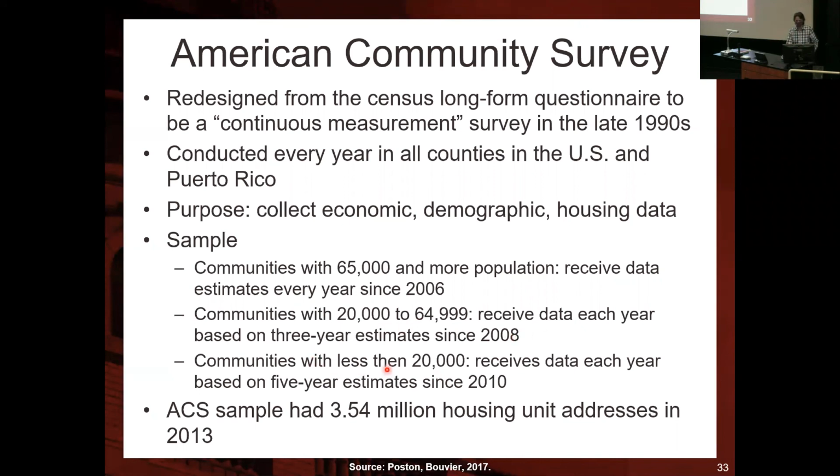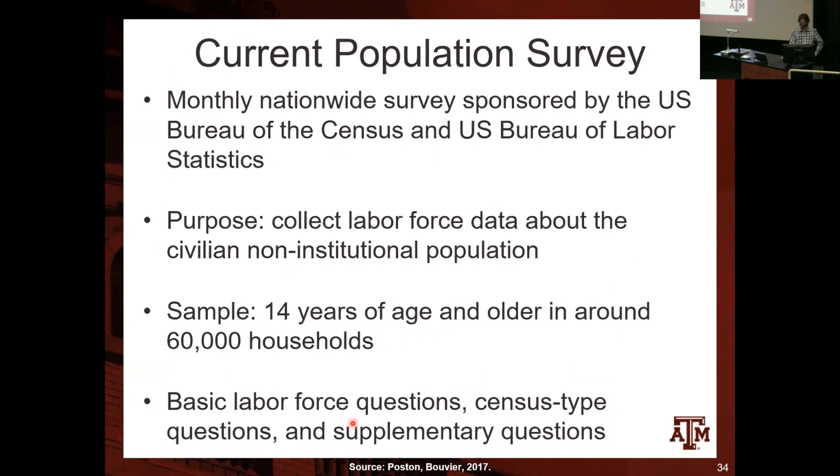And even smaller communities receive data based on 5-year estimates since 2010. So in 2010, they got data that was kind of like an average, a compilation of data that we put all together, data from 2006, 7, 8, 9, and 10. The ACS sample had around 3.5 million housing unit addresses in 2013. And of course, that increases in more recent years.